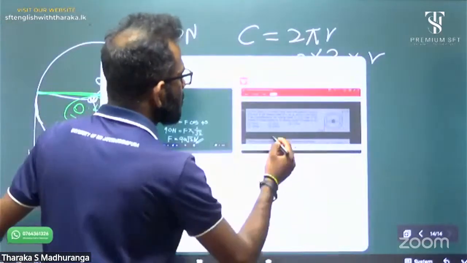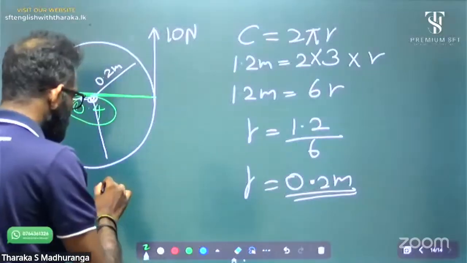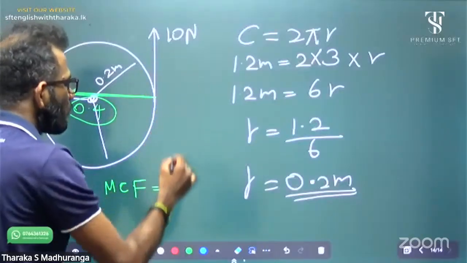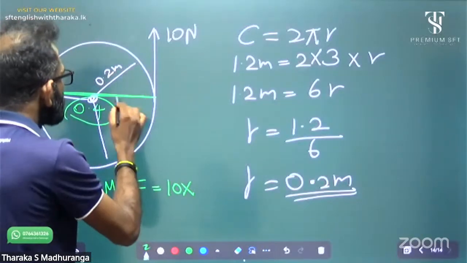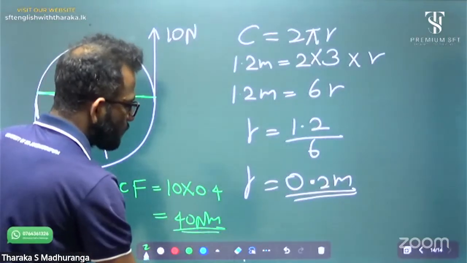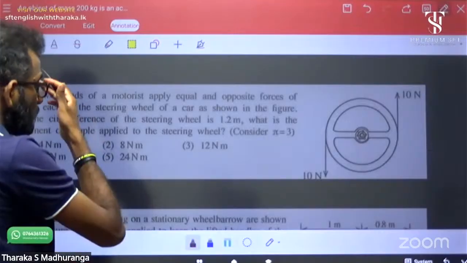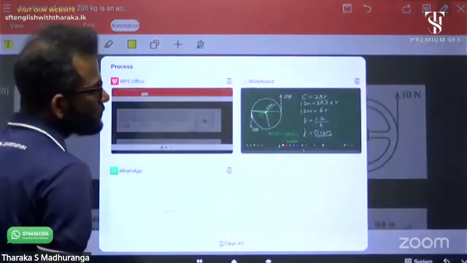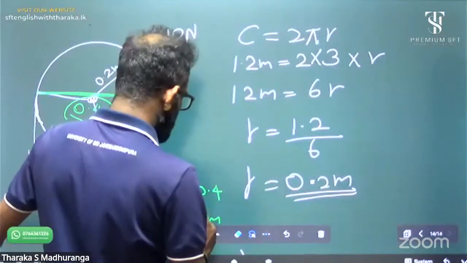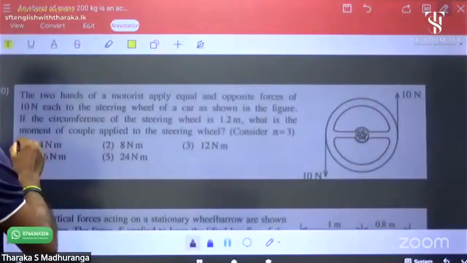Now you can get the moment of the couple of forces from our basic equation. Moment of couple equals force into distance between the two forces, that means 10 into 0.4. It is 4 Newton meter. Please note down all the steps. Sorry, 0.4, so 4 Newton meter. Answer number 1.